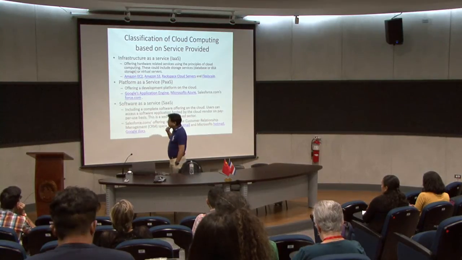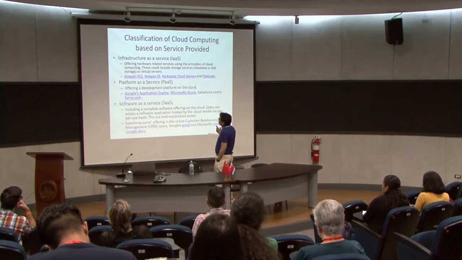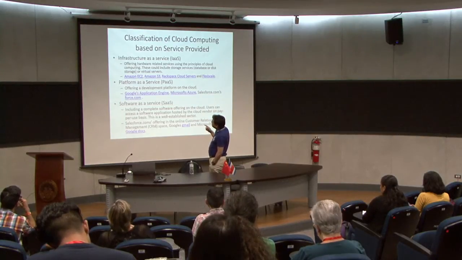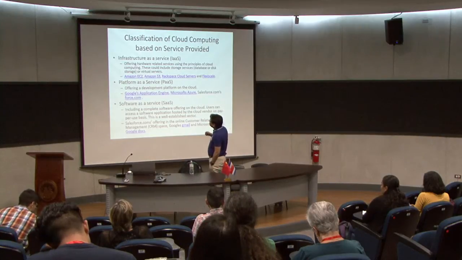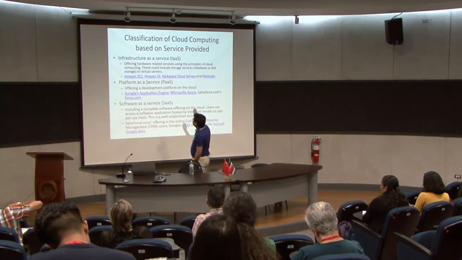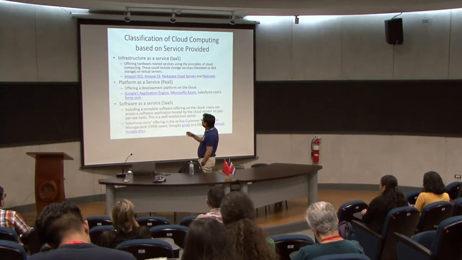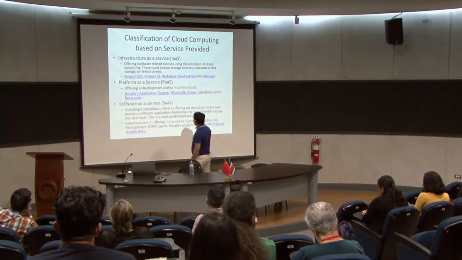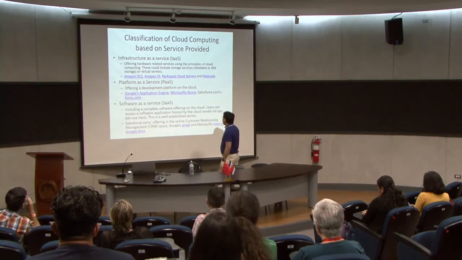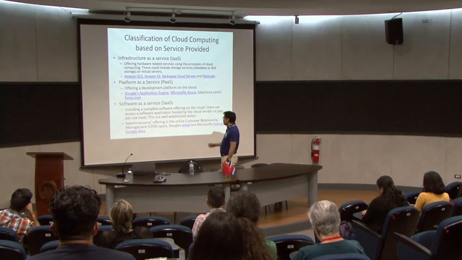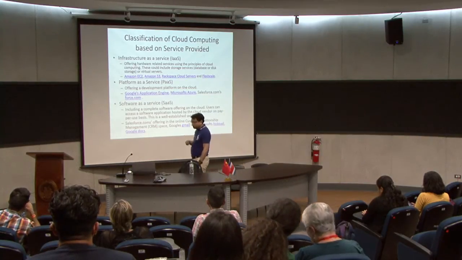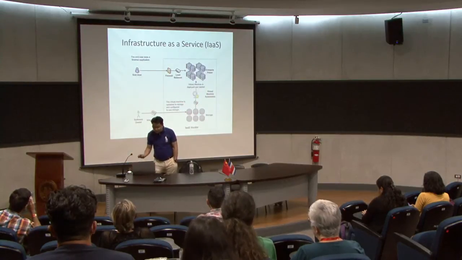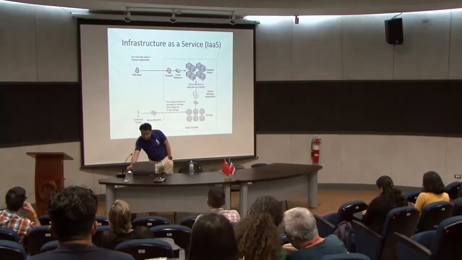Another classification of cloud computing is based on the service provided. IaaS, infrastructure as a service, offers hardware-related services using the principle of cloud computing. PaaS, platform as a service, offers the development platform on the cloud. The third is SaaS, software as a service, including a complete software offering on the cloud. Users can access a software application hosted by the cloud. These are the three types of cloud computing model. These are more details.